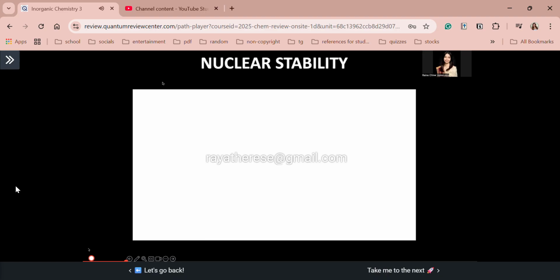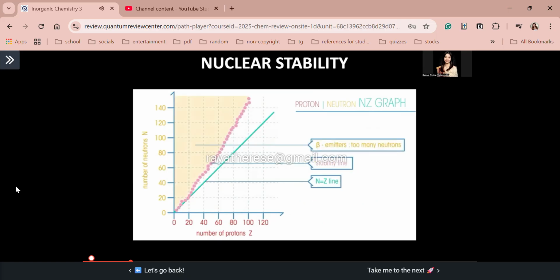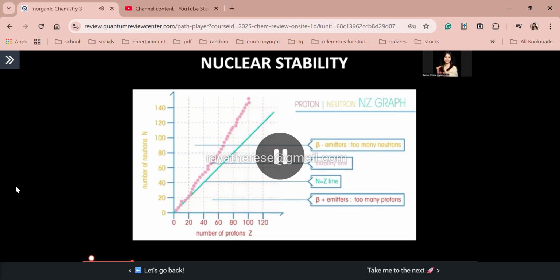If a radioisotope lies left or right of this line, it is unstable and likely to decay to become stable. A radioisotope that lies to the left of the stability line has too many neutrons and is likely to undergo beta-minus decay, so give off electrons. A radioisotope that lies to the right of the stability line has too many protons and is likely to undergo beta-plus decay, so give off positrons. If particles have a high number of protons, usually more than 82, they are likely to undergo alpha decay.